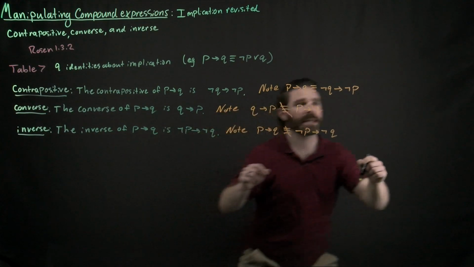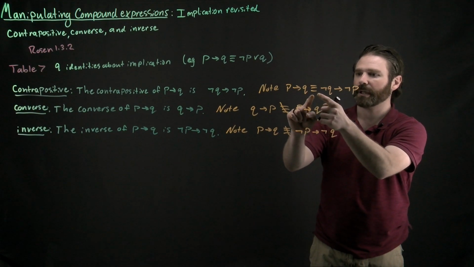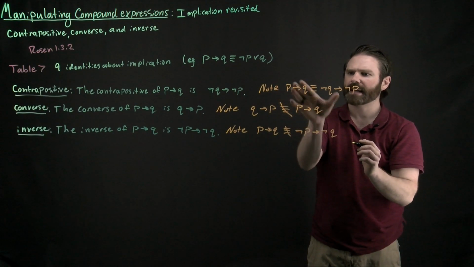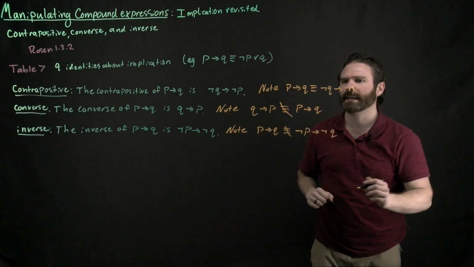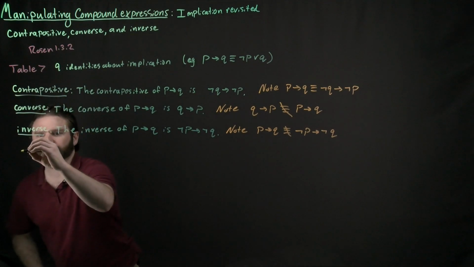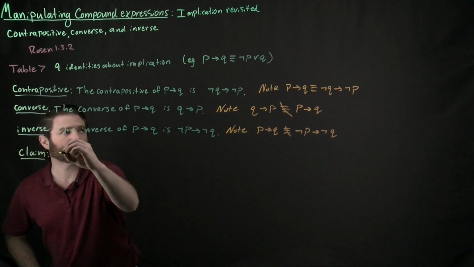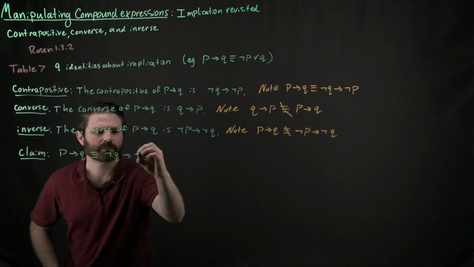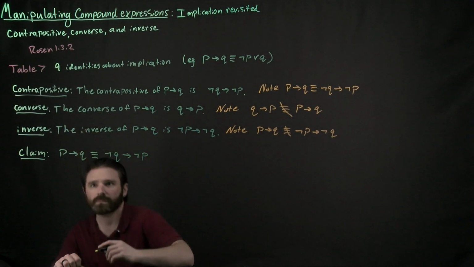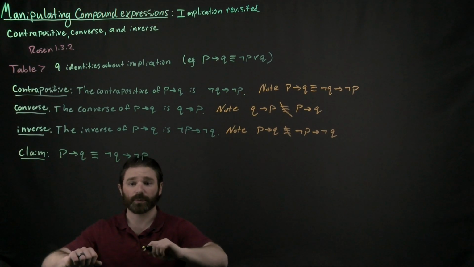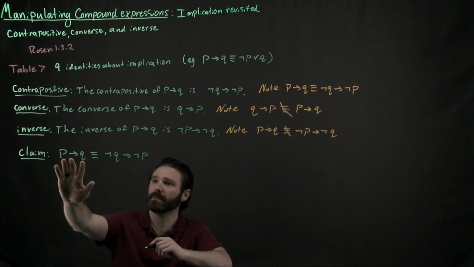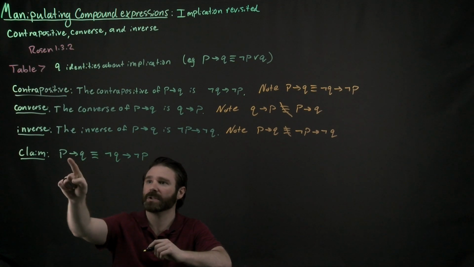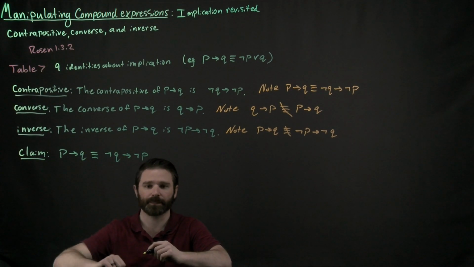So that's what this right here says. The contrapositive is logically equivalent to the original statement right here. And that is an identity. Let's go ahead and actually see if we can prove this identity right here. So I want to prove that the original statement, P implies Q, is logically equivalent to its contrapositive. That these two are saying the same thing right here.